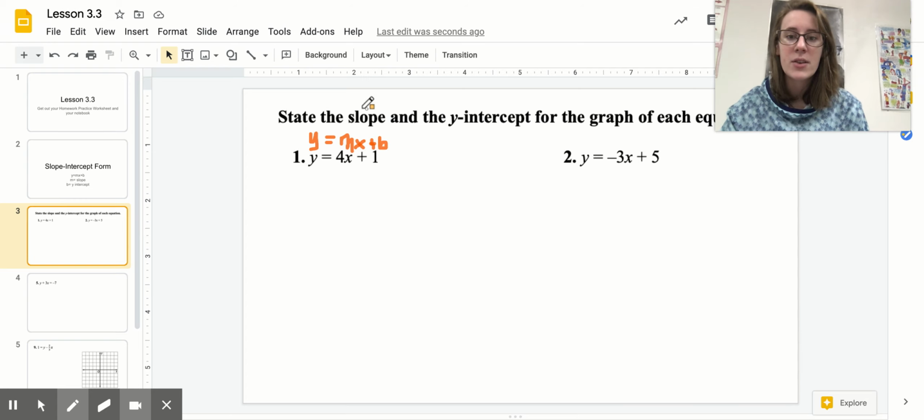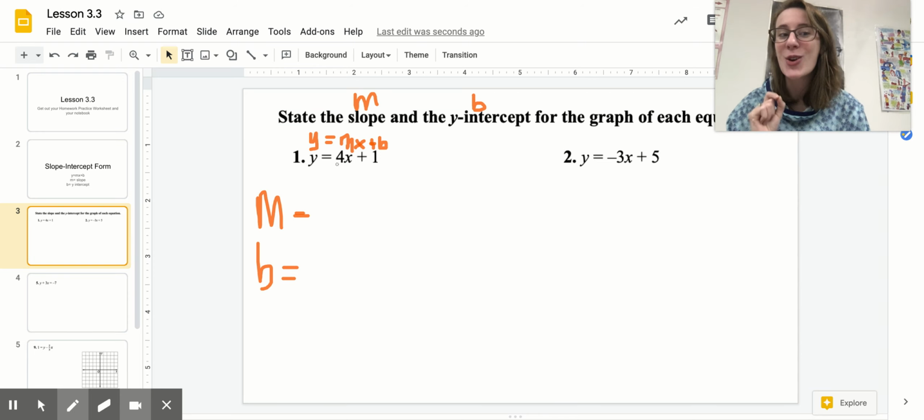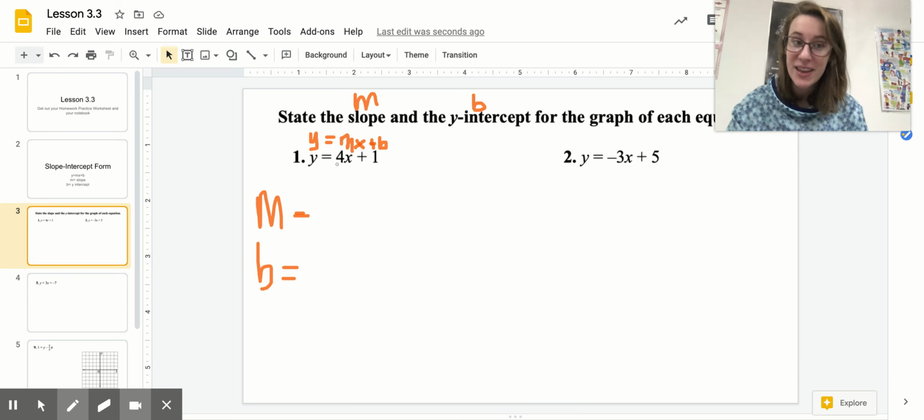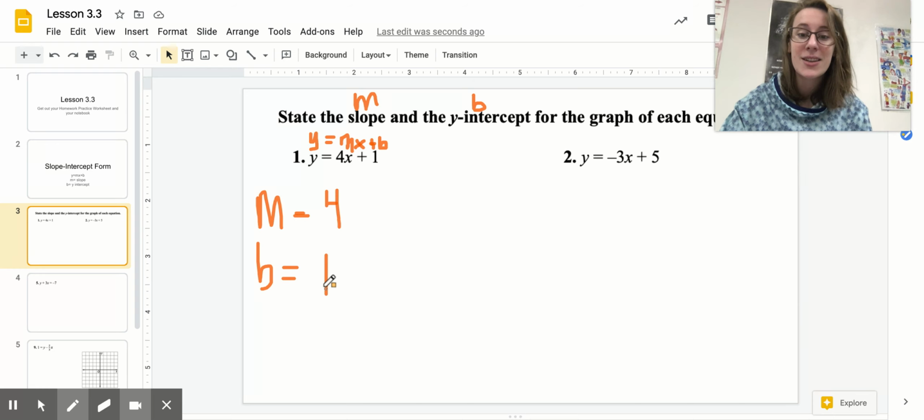So it says state the slope and the y-intercept. So we want to find what m and b are. That's what our answer is going to be here. So our m is whatever is in front of x. M is always the coefficient, the number in front of x. It will always be the case. So our m in this case is 4. Our b is the one that's going to be separate. It's going to be the constant number that does not have a variable attached to it. And in this case, it's 1.